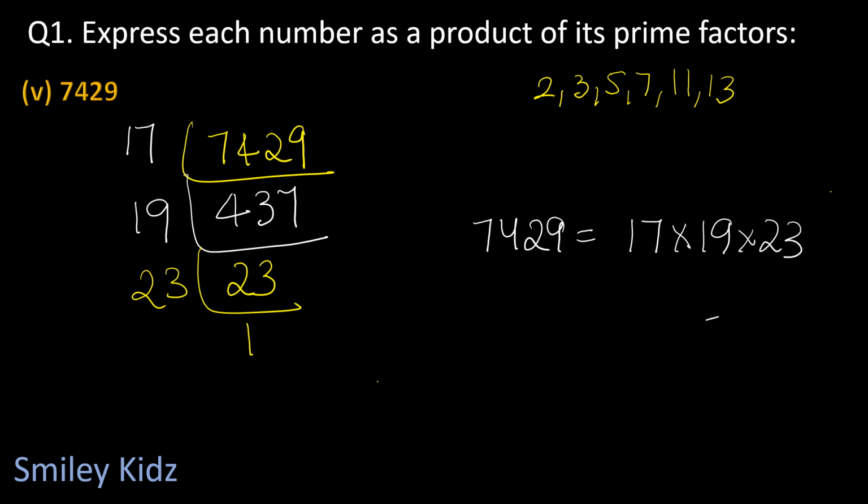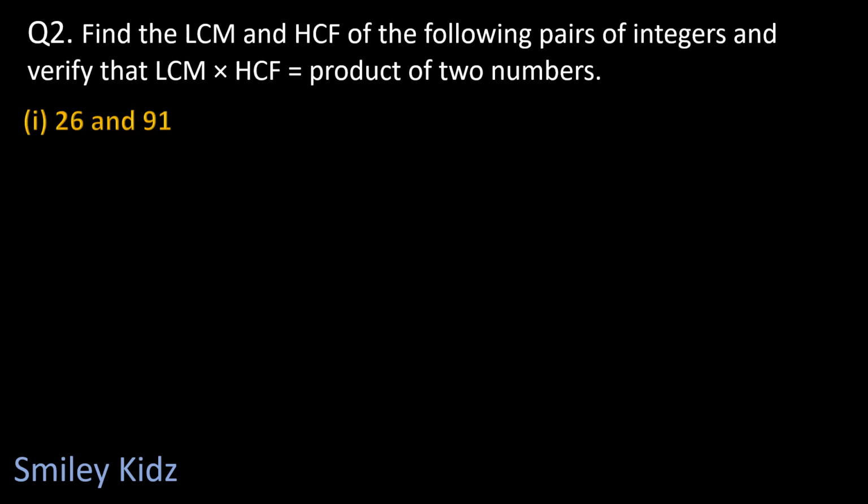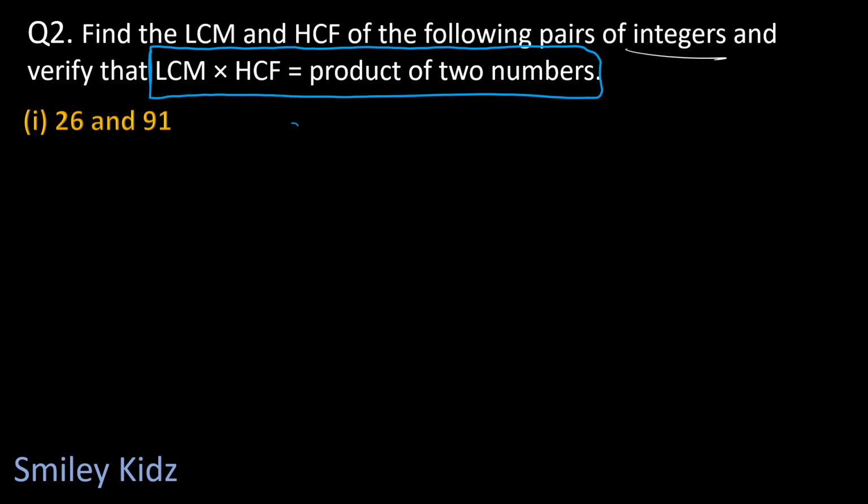Now let's move on. Question number 2. Find the LCM and HCF of the following pairs of integers and verify that LCM into HCF is equal to product of two numbers. Now what are the two numbers on my screen? They're 26 and 91. Now in order to find the LCM and HCF, we must first find out the prime factors of the two numbers.